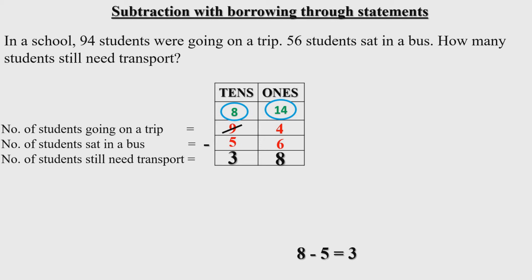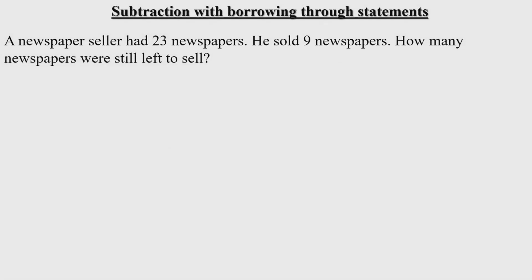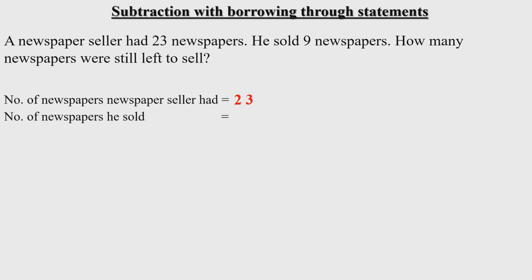Now let's know how to subtract 1-digit number from 2-digit number with borrowing. A newspaper seller had 23 newspapers. He sold 9 newspapers. How many newspapers were still left to sell? Let's subtract and note through statements. Number of newspapers newspaper seller had is equal to 23. Number of newspapers he sold is equal to 9. Number of newspapers left to sell were is equal to what?